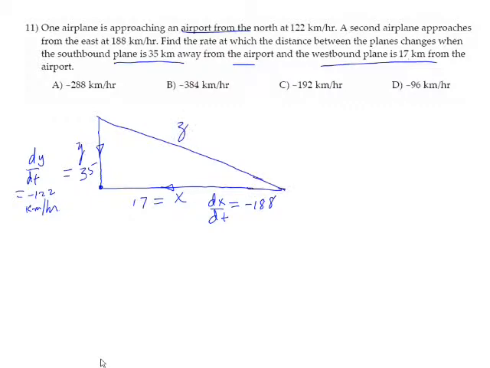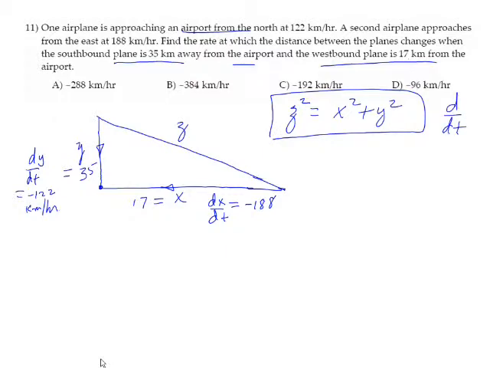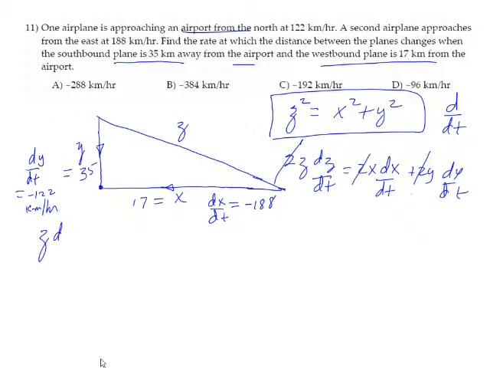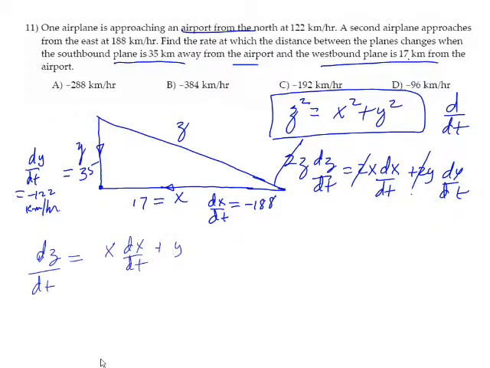Well, we'll call the distance between the two planes z. So we know that z squared is equal to x squared plus y squared. Taking the derivative on both sides of this equation with respect to t and using the chain rule, we get 2z dz/dt equals 2x dx/dt plus 2y dy/dt. I'm going to divide everything by 2 and solve for dz/dt. dz/dt is equal to x dx/dt plus y dy/dt, divided by z.